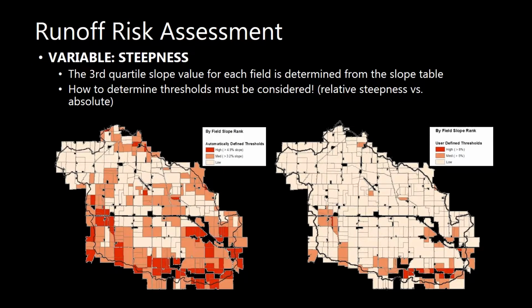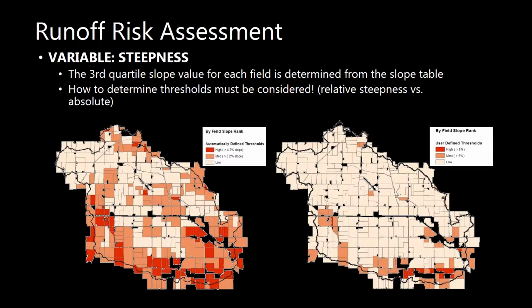The second variable to the runoff risk assessment is steepness. And this is going to use the 75th percentile slope for each field, and that comes from the slope table. The two images below show the difference between allowing the tool to automatically generate thresholds of slope compared to when the user defines thresholds. So although it's kind of difficult to convert sediment delivery ratio to numbers that actually mean something to the user, people generally understand slope. And you may know for your watershed that slopes 8% or higher are much more at risk compared to other ones, or maybe 10% or higher.